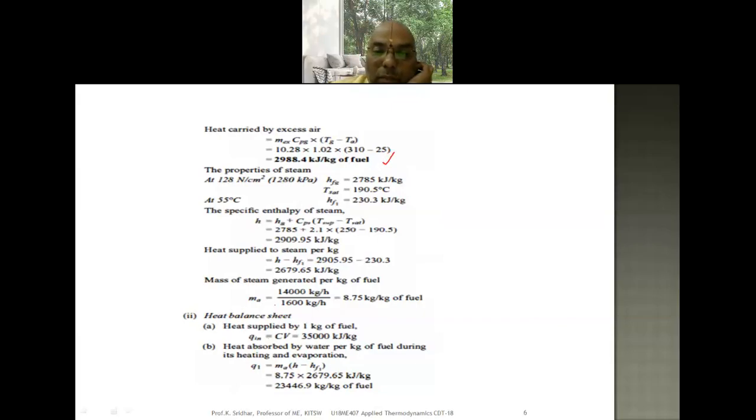If you want to calculate the mass of the steam generated per kg of the fuel, we use the formula with H minus H_f, where H is the enthalpy of the superheated steam, as given. The superheated steam enthalpy will be equivalent to H_g plus C_p into (T_superheated minus T_saturated). Go to the 55 degree centigrade temperature and note down these values at 1280 kilopascals from the steam tables. These are the various property values. Substituting here, we are able to calculate that the mass of steam generated per kg of the fuel is equivalent to 8.75. Next, the important one is the heat balance sheet.